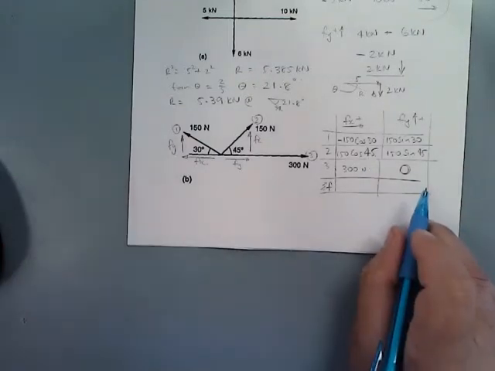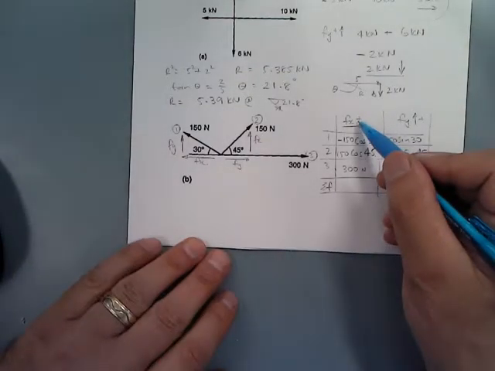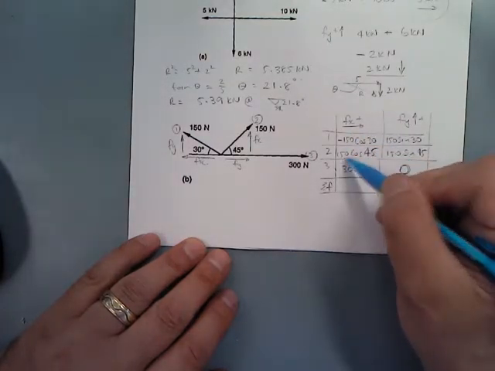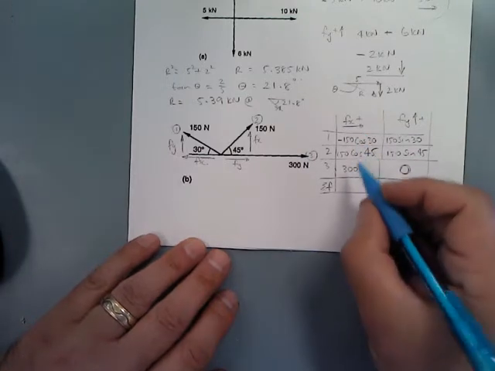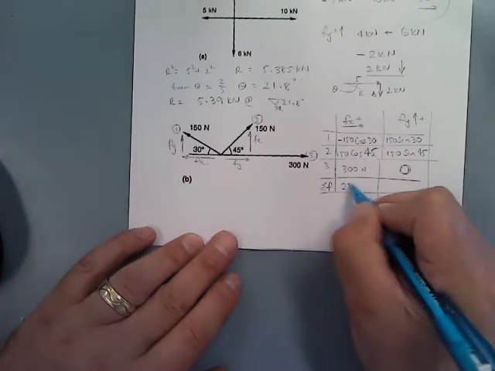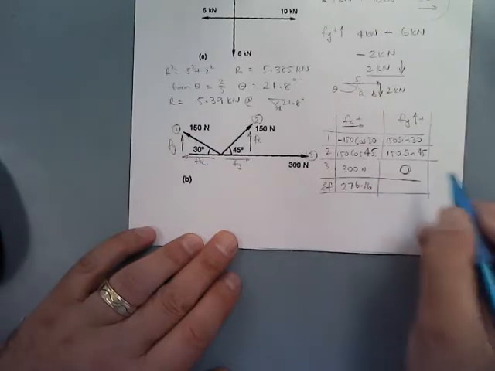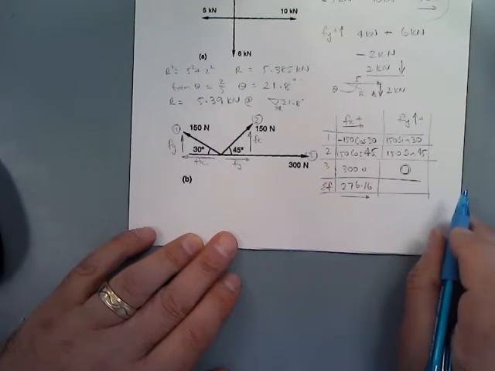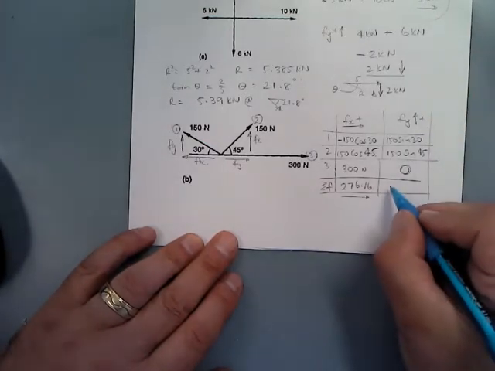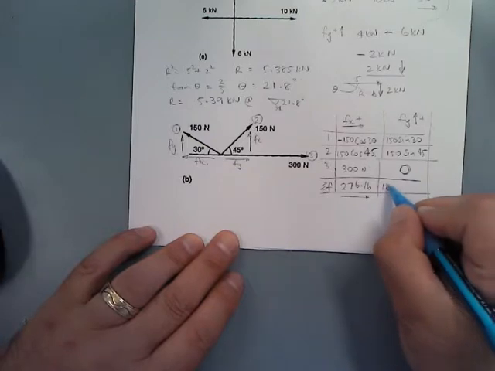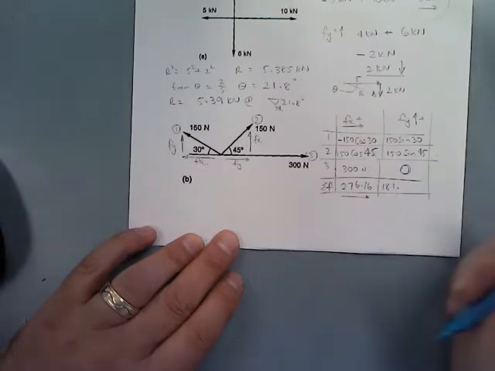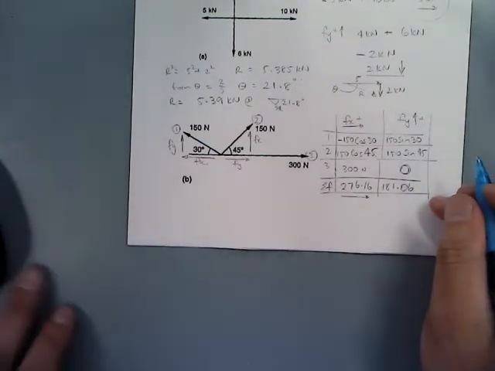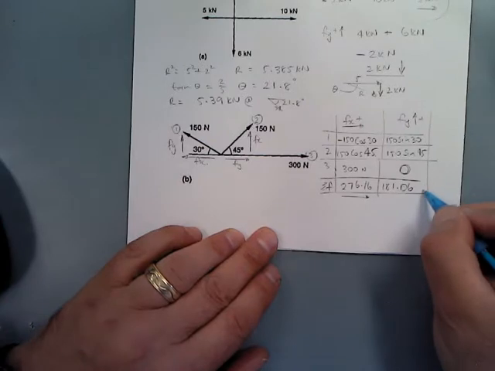If I add up all the x components, so minus 150 cos 30 plus 150 cos 45 plus 300 newtons is 276.16 newtons. Because it's positive, it's acting to the right. Okay, if I add all the y forces up, I will end up with 181.06. Because it is positive, it is acting upwards.